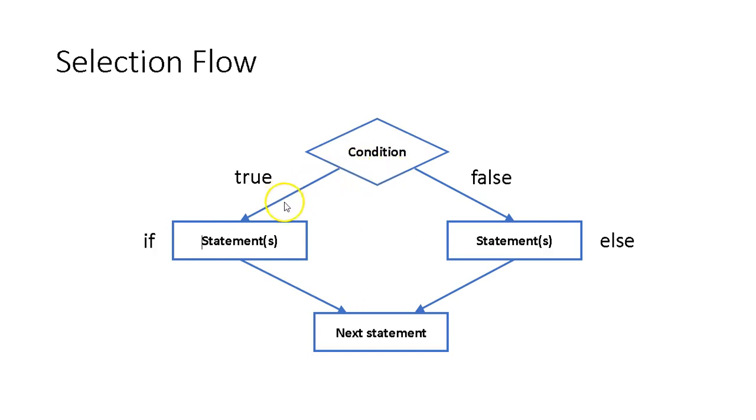If the answer is true, then the if branch of the flow, the statements that are indented under the if, are executed next. Otherwise, the else branch, the statements indented under the else branch, are executed next. Either this group or that group, which either one can be one or more statements. And then after one of those occurs, the next statement in the algorithm is executed.